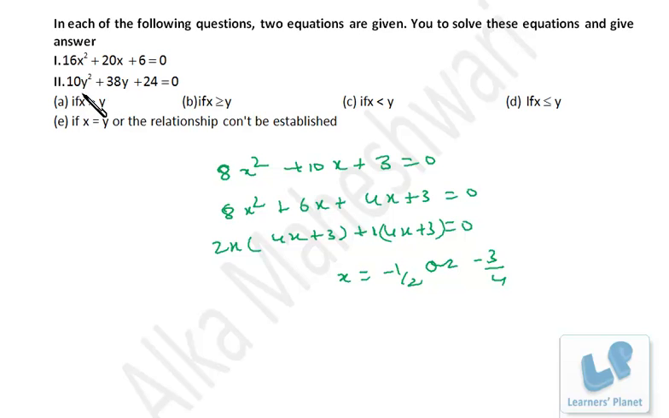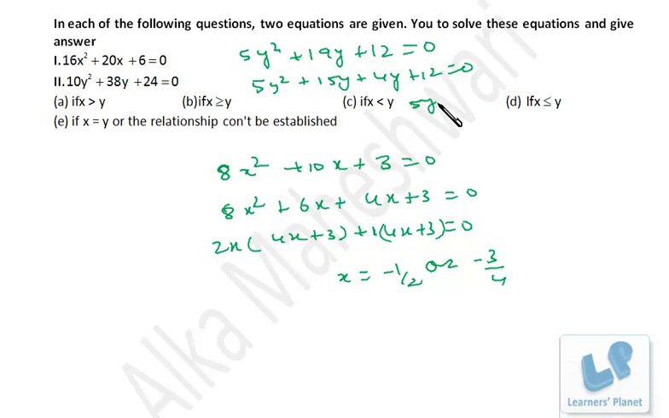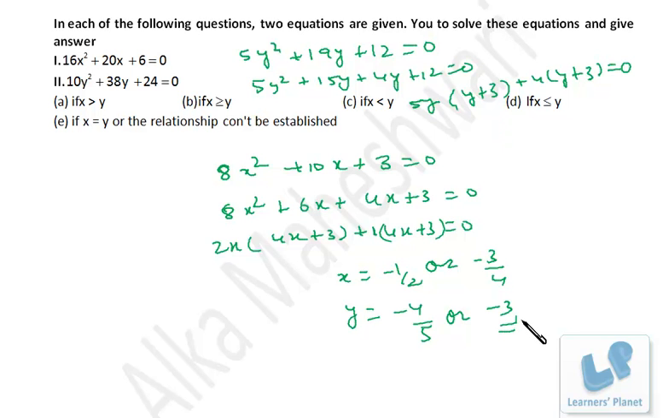Similarly, in this equation, we can take 2 common as well. So it will be 5y square plus 19y plus 12 is equal to 0. So 12 5s are 60, so we can make the breakup of 19 as 15 and 4. So 5y square plus 15y plus 4y plus 12 is equal to 0. So it's 5y, y plus 3, plus 4, y plus 3 is equal to 0. So y is equal to minus 4 by 5, or minus 3, right?